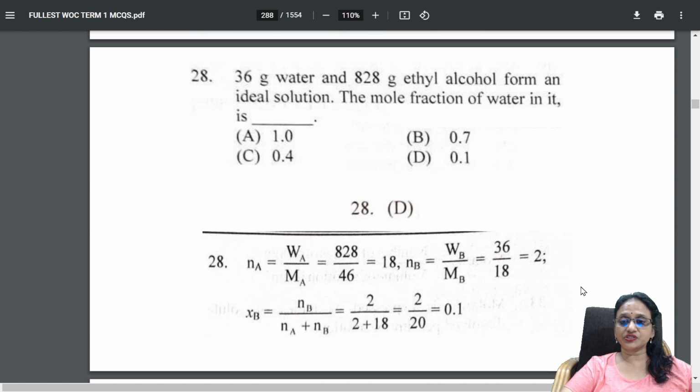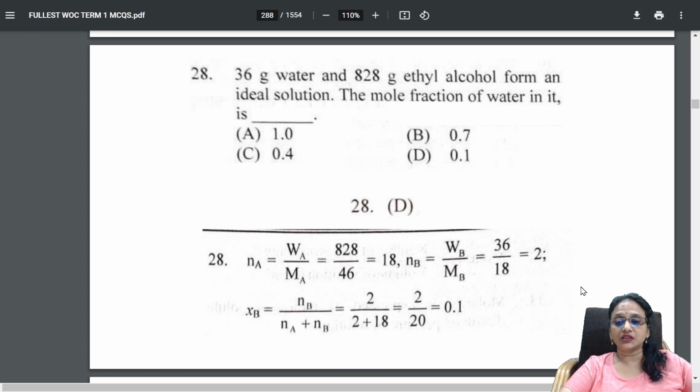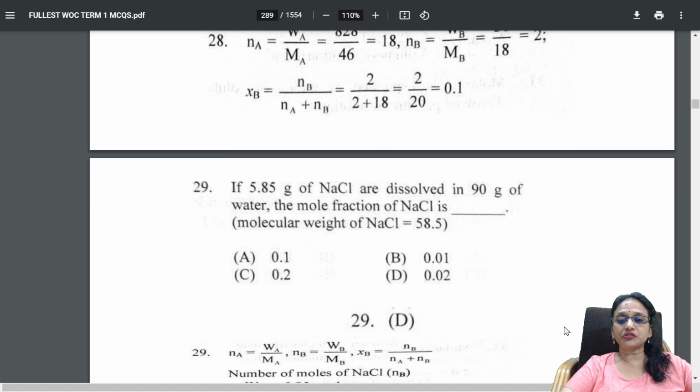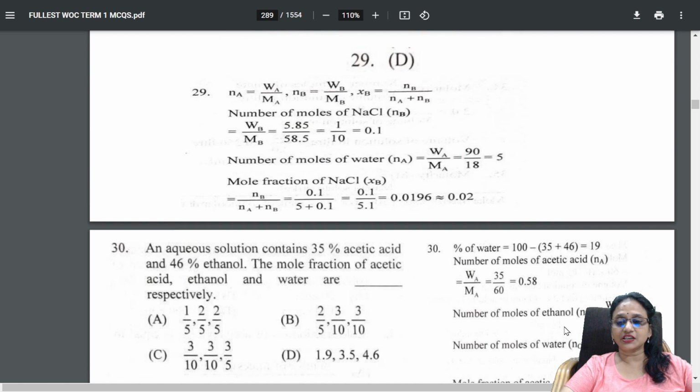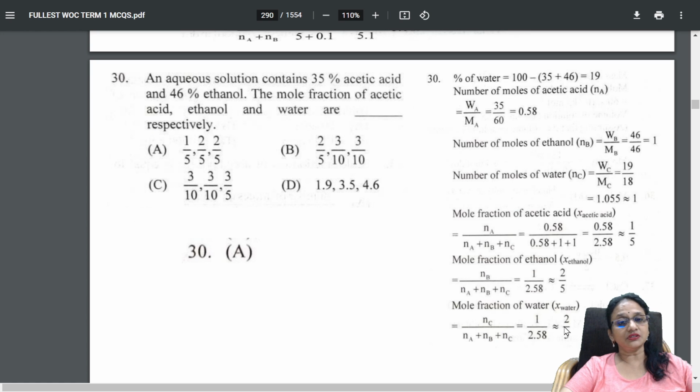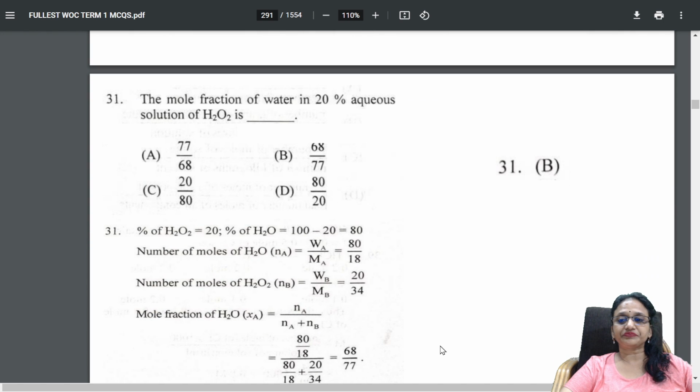Further, we have questions based on calculation of number of moles. Formula is written, substituted, and found the answer. So if you follow the procedure of how it is done, you can easily get through. So the important thing is to check carefully, read each and every question.